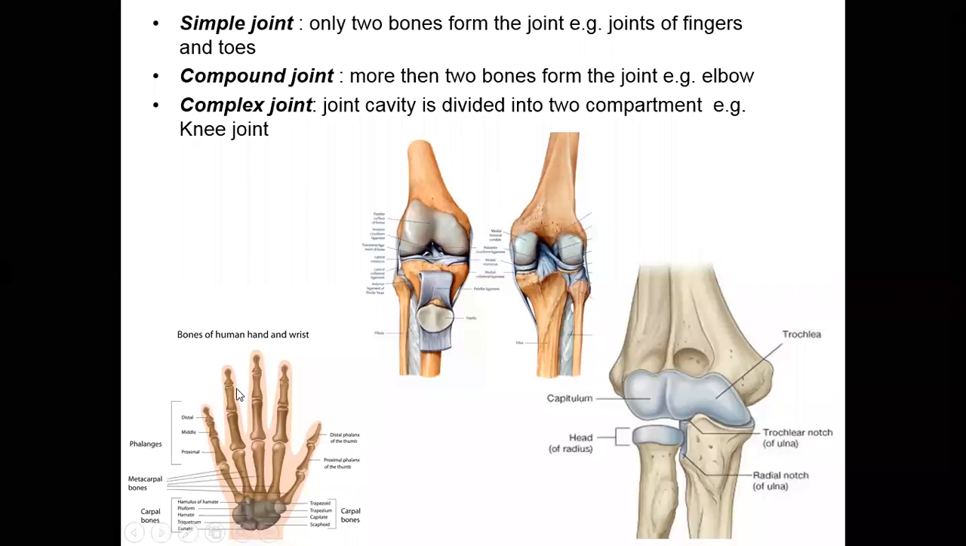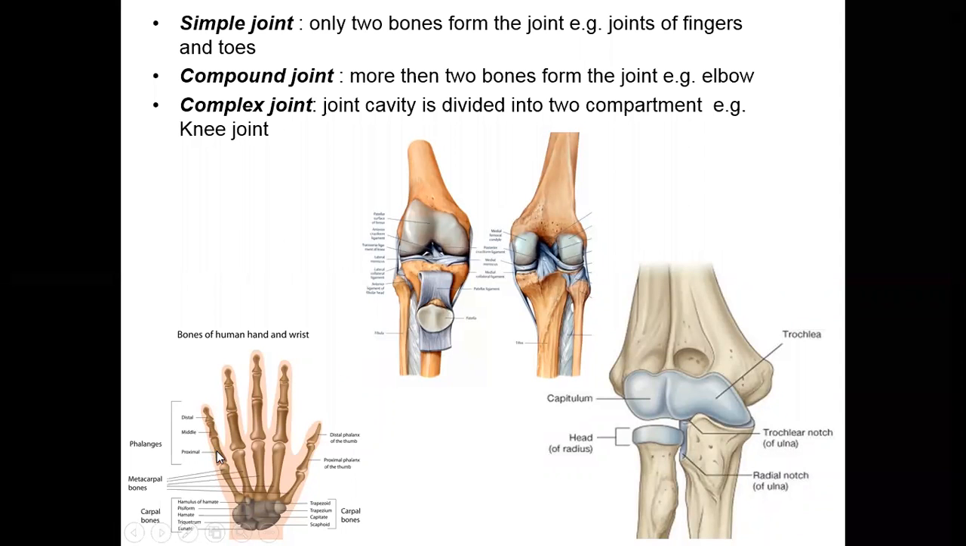Now, these are the joints of fingers. These are the phalanges which form the finger. There are three phalanges: proximal, middle, and distal phalanx. This joint, between the proximal and middle phalanx, only two bones are coming in contact with each other. Look at this joint. So the middle phalanx and proximal phalanx come in contact with each other. So it is an example of a simple joint.